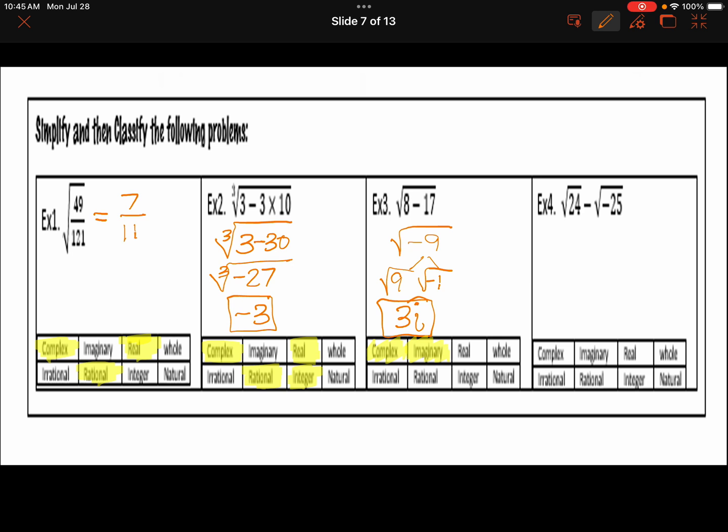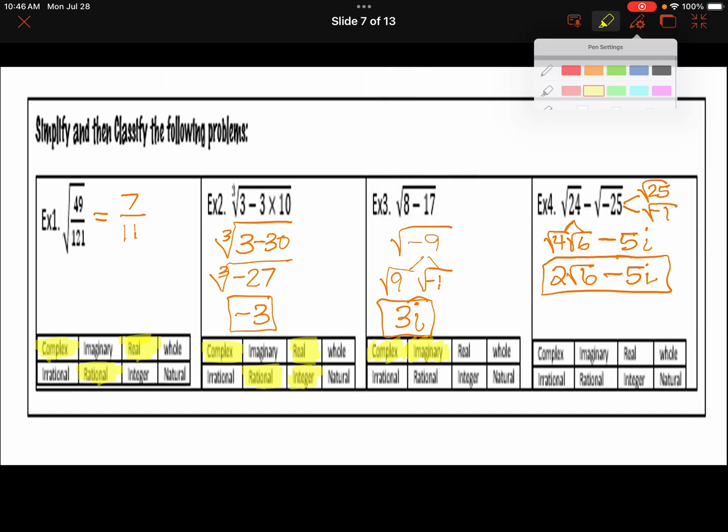Square root of 24 is irrational, but I can simplify that to 4 times 6. So that's 2 radical 6. Then I've got minus. This would be 25 times -1. So that would be 5i. So minus 5i. Part of the number is irrational. Part of the number is imaginary. So the only place we can place that is complex.